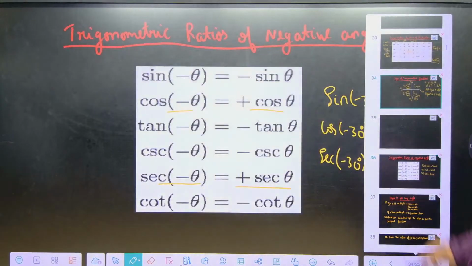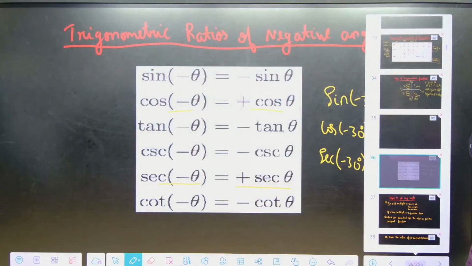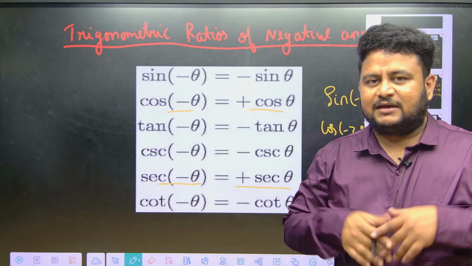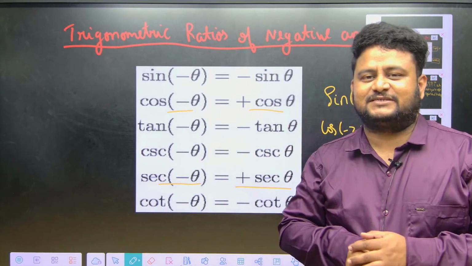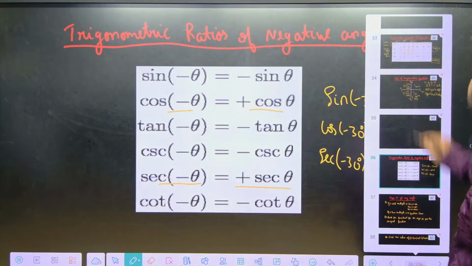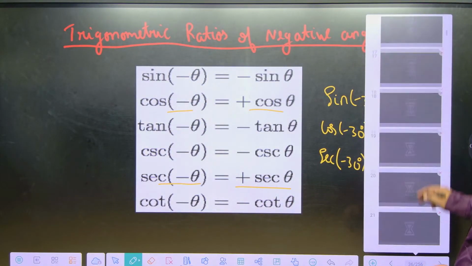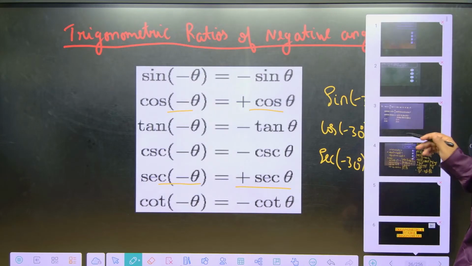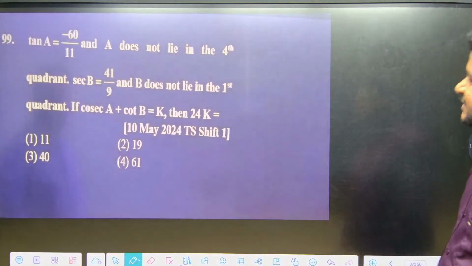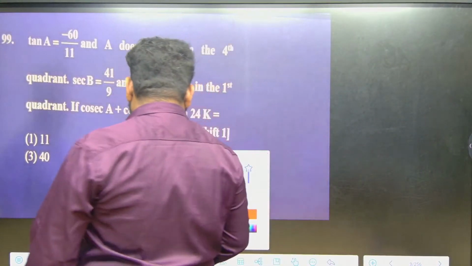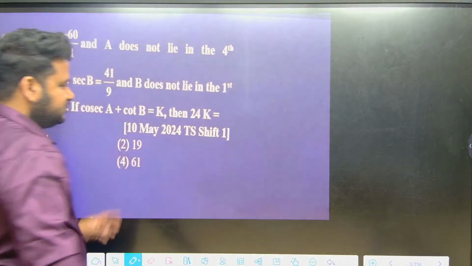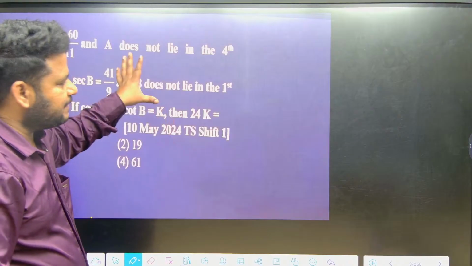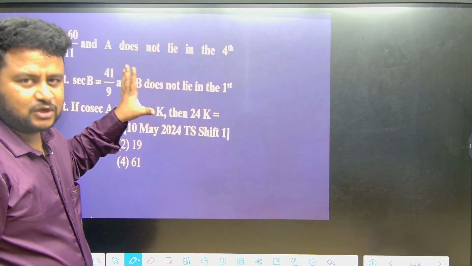Now we have learnt the ASTC rule and trigonometric ratios of negative angles. Can we solve one competitive exam question from just these basics? Yes, we can. So let us solve that question. This is a question from the Telangana state entrance, the famous Telangana EAPCET exam. Just by the knowledge of the ASTC rule and trigonometric ratios of negative angles, you will be able to solve this question, friends.